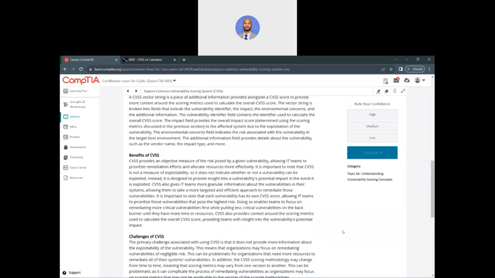So the benefits of CVSS. The CVSS provides an objective measure of the risk posed by a given vulnerability, allowing IT teams to prioritize remediation efforts and allocate resources more effectively. So with CVSS scores, you're able to see a high level picture of what vulnerabilities are present in your organization.